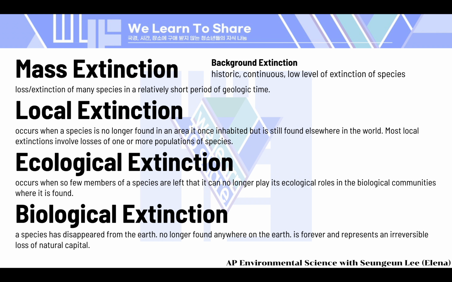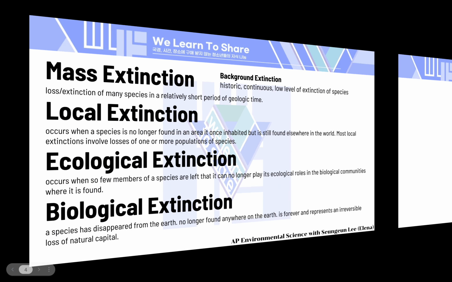It's important for you to distinguish these four types of extinctions. If we review, mass extinction is when a lot of species disappear in a short period of time. Local is when the issue is just staying local, so it diminished in a local area, but you can still find that species in other parts of the world. Ecological is when you have a few members left, but there are so few that they cannot play their ecological roles. And biological is when it disappeared completely from Earth. You can find it nowhere, and this is irreversible.